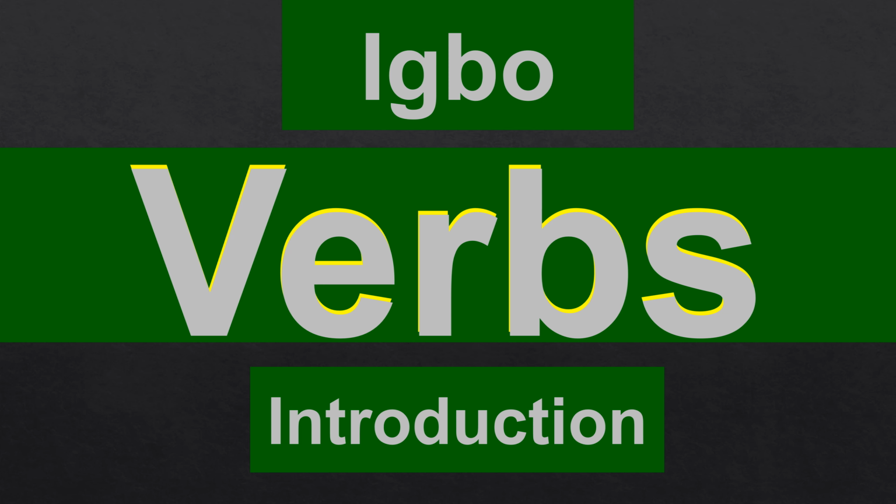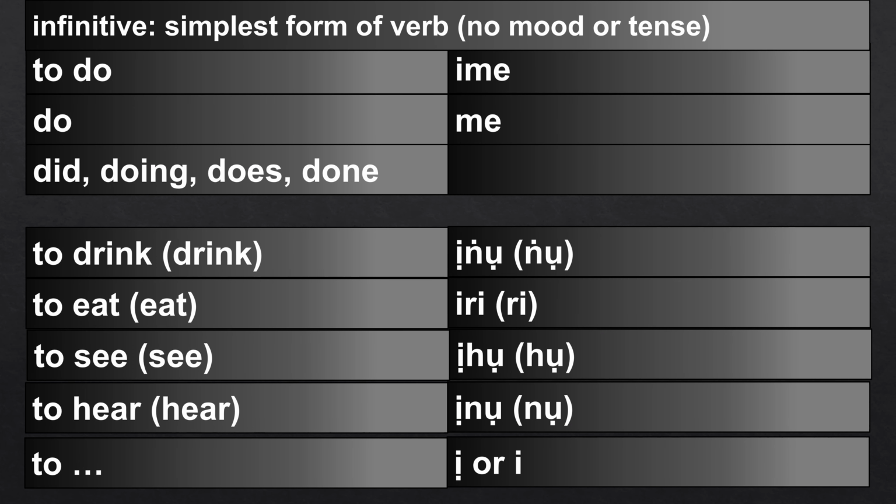Introduction to Igbo verbs. We begin our lessons on Igbo verbs with the simplest form of a verb, which is the infinitive form. The infinitive form means the verb has no mood or tense. For example, to do. In English, "to" puts a verb in its simplest form. So to do in Igbo is ime. The simplest form of this verb to do is do, which in Igbo is me.